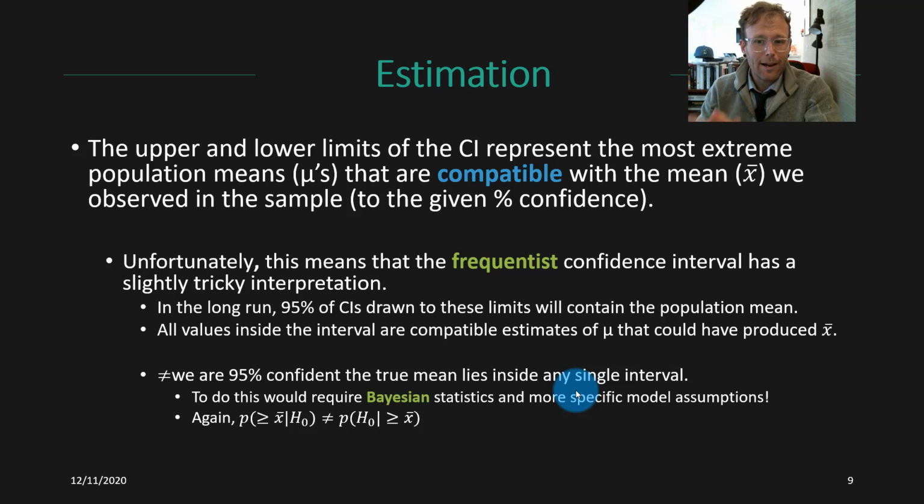Now, we need to be careful in our interpretation of this confidence interval, however, because the frequentist confidence interval has a slightly tricky interpretation, right? Strictly speaking, what this confidence interval means is that in the long run, 95% of confidence intervals drawn to these limits will contain the population mean. But that does not mean that ours necessarily does, right? All values in that interval are compatible estimates of mu that could have produced x bar, I should say.